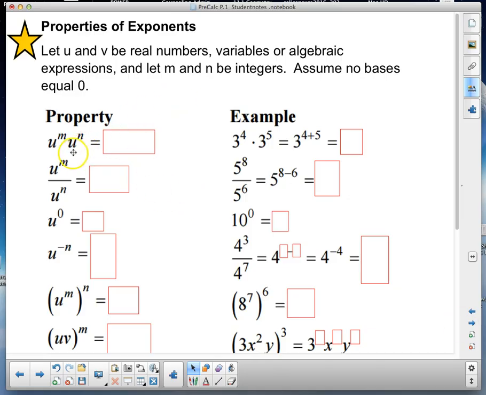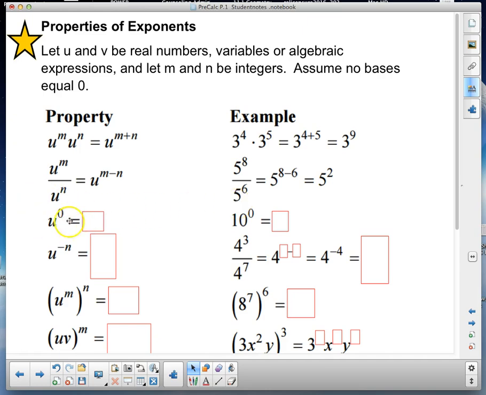Now, keep in mind, these properties of exponents work with the idea of adding our powers because of like bases. So we go m plus n, and so I got 3 to the 4th times 3 to the 5th is 3 to the 9th. When I divide like this, recall that I'm just taking away the number on the bottom, so it's m minus n. So it's 8 minus 6. 8 minus 6 is 2, so 5 to the 2nd.